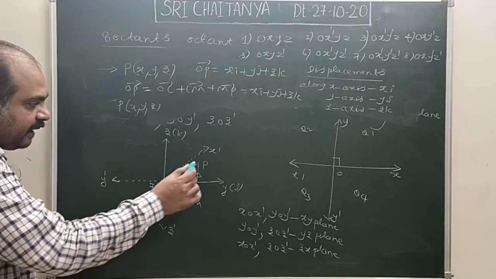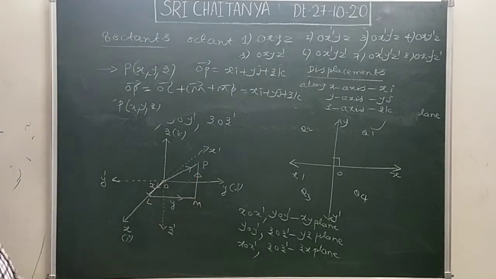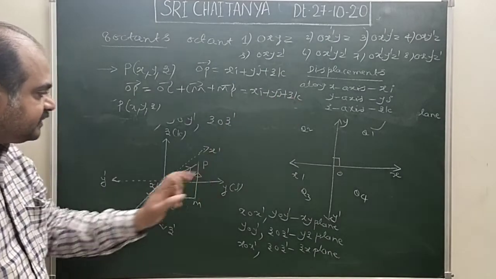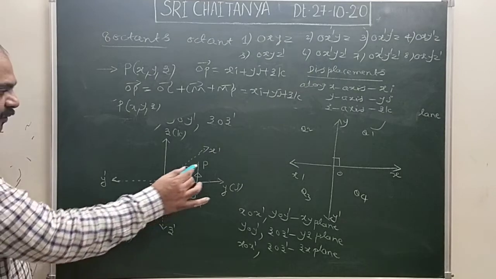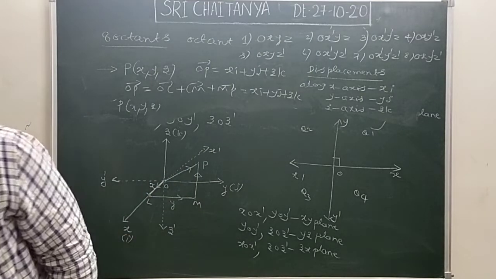So OP bar is nothing but OL bar plus LM bar plus MP bar. That resultant of three displacements is nothing but the final position of the point P. OP bar is nothing but xi plus yj plus zk.